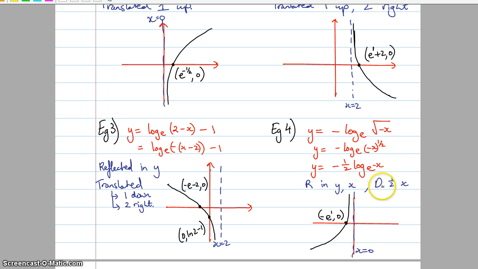Anyway, we'll press on. So it still has the x asymptote of 0, but it's been reflected in the y and in the x. So instead of looking like this, it's been reflected in the y, so it looks like that, and then finally reflected in the x, which looks like that. And we can find out the x-intercept by subbing x equals 0 into that. Hopefully that has made a little bit of sense.